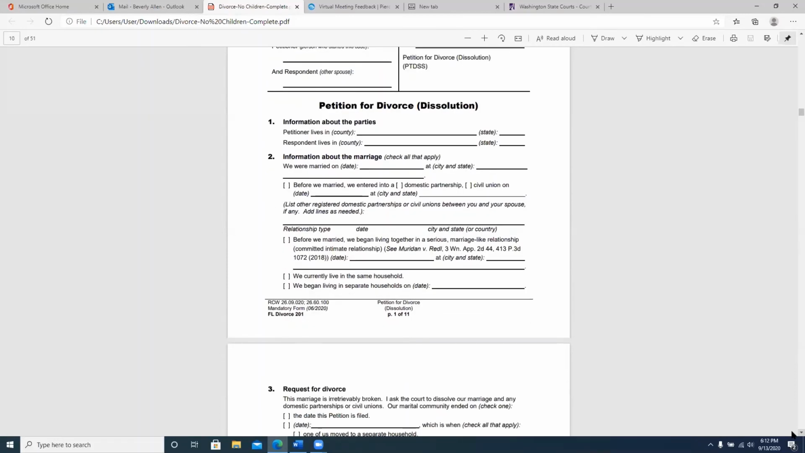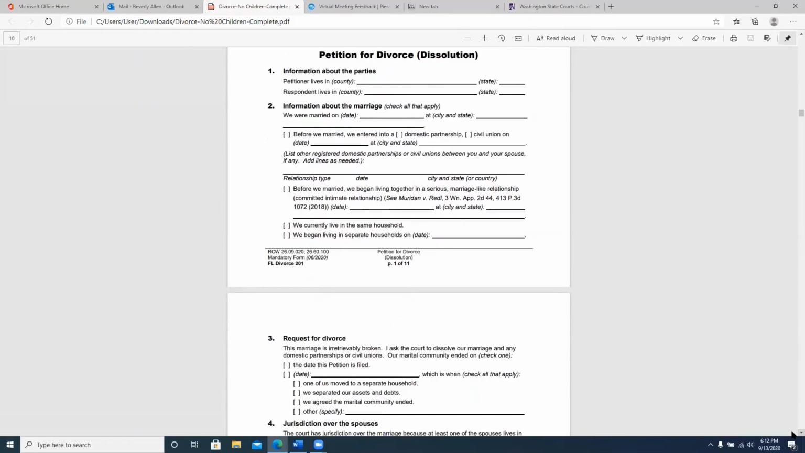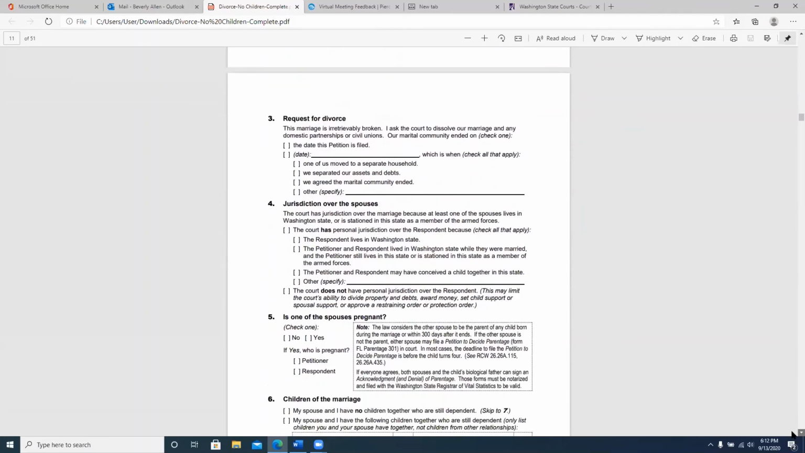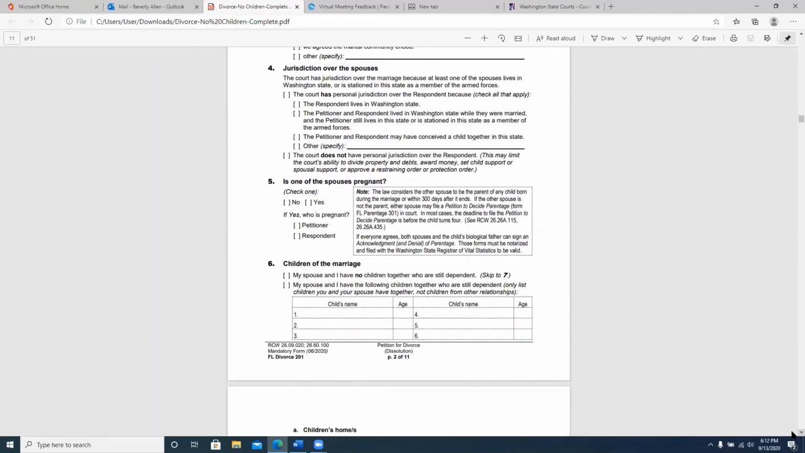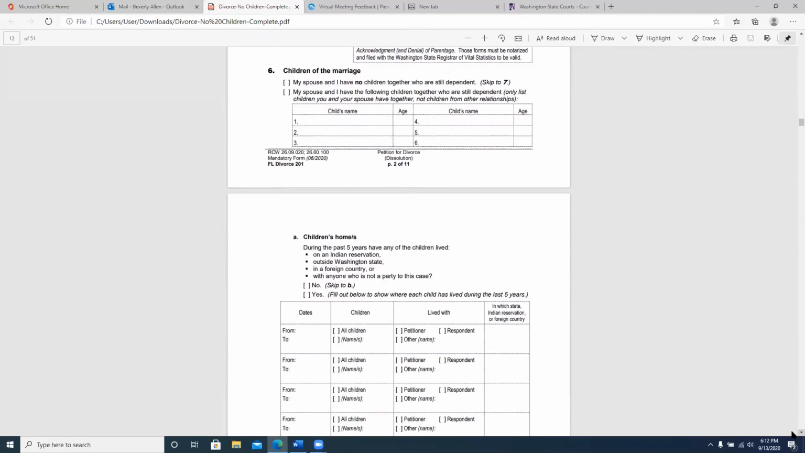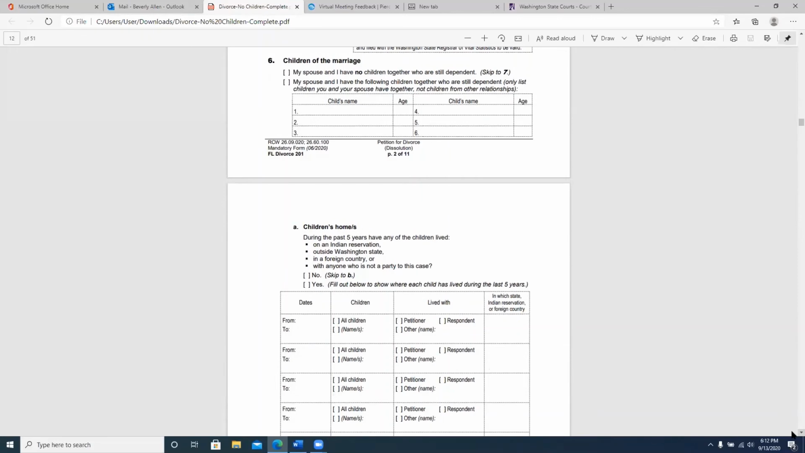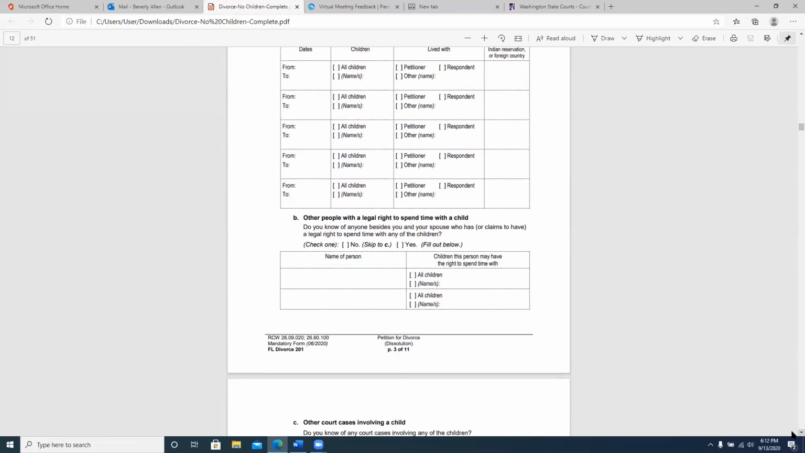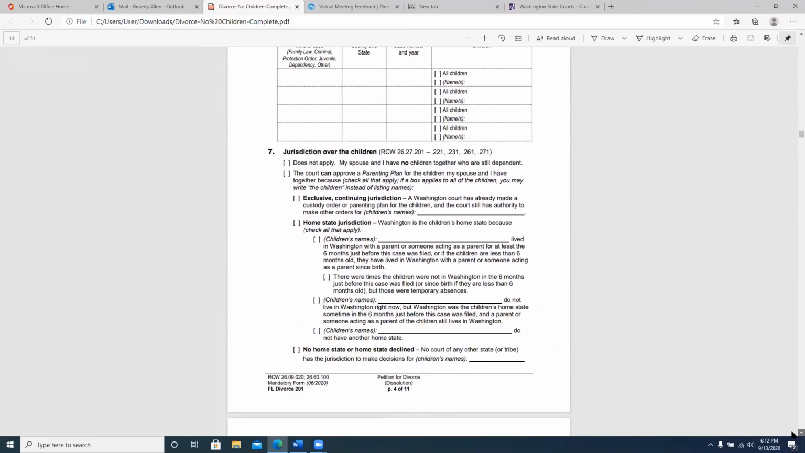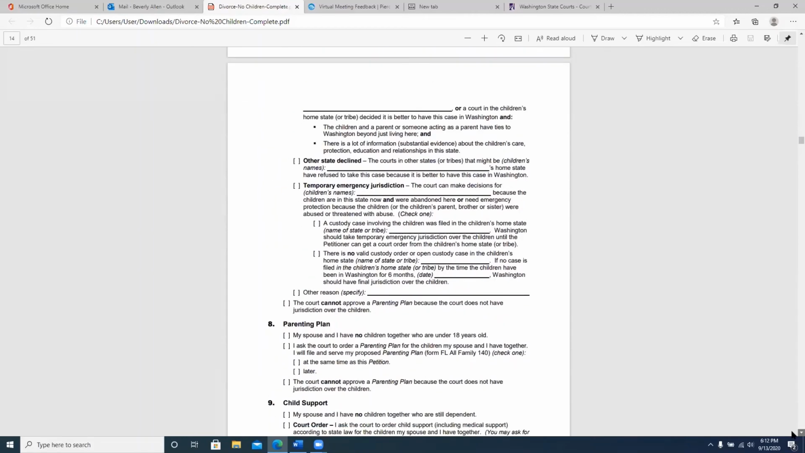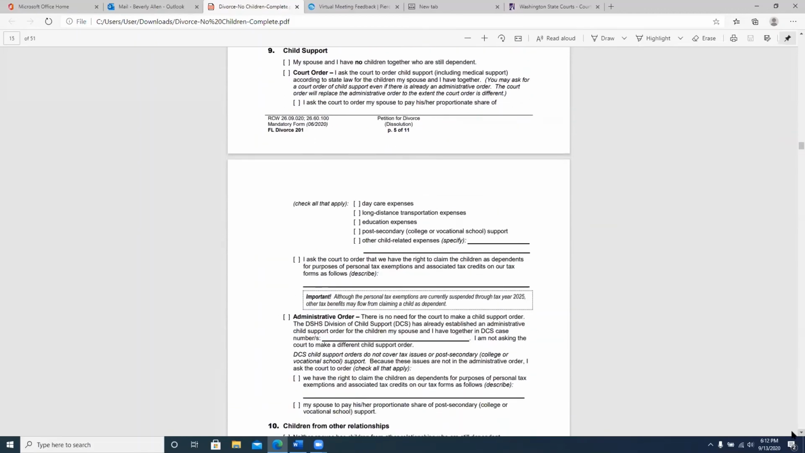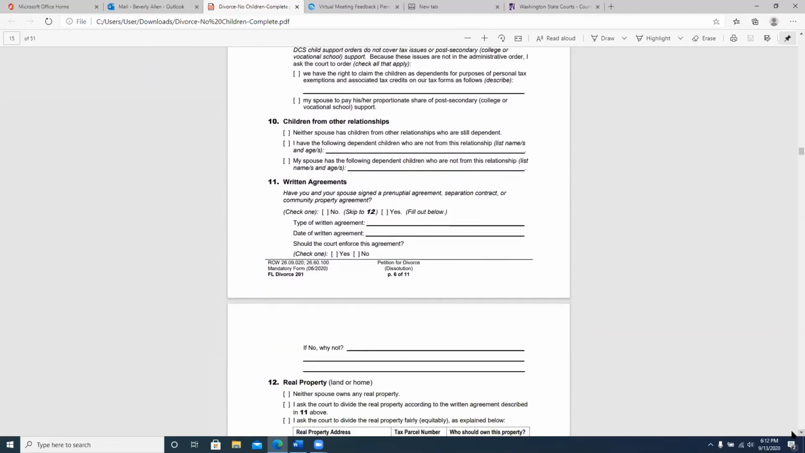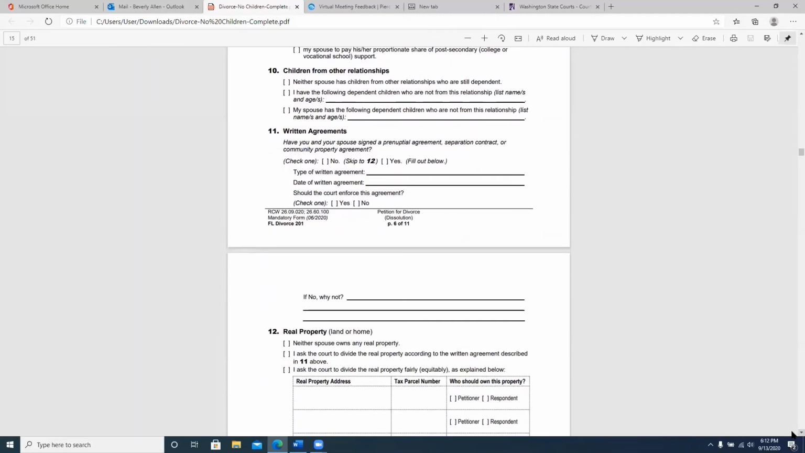So here's the petition. In the case of a marriage that does not involve children, you're going to leave large sections blank. You're going to leave the children of marriage section blank, the jurisdiction over the children section blank, the parenting plan section blank, and the child support section blank, as well as the children from other relationships. However, I want to draw your attention to section 11.